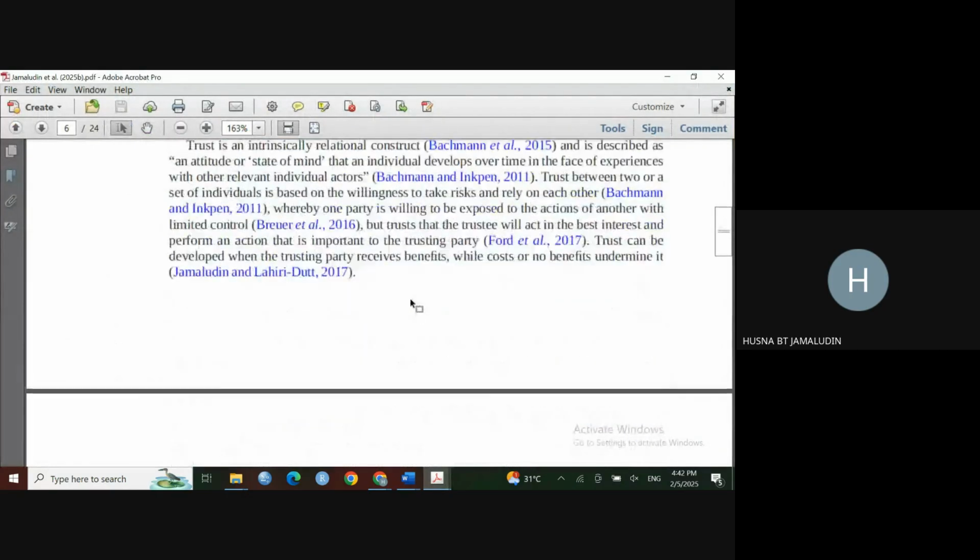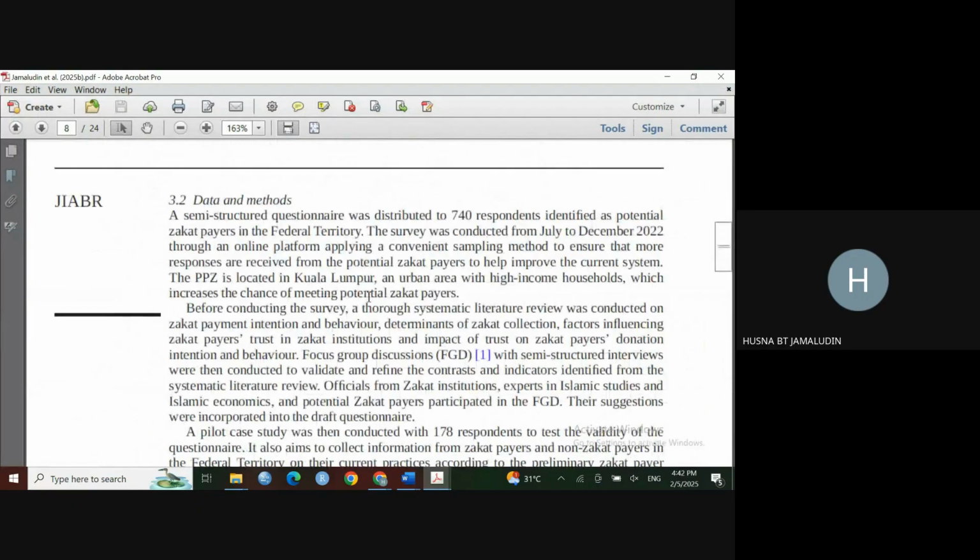Okay, for the zakat one, what is the method? Oh yeah, data and methods, right? So this is like primary data. You are using a questionnaire. So distribute to 740 respondents because they are the zakat payers. Okay, so why so big? Well, in primary data, if you're doing a questionnaire, this is not so big. Especially when you are using a convenient sampling method because you are simply taking people anyway. So you have to use a larger sample size to justify why you use convenient.